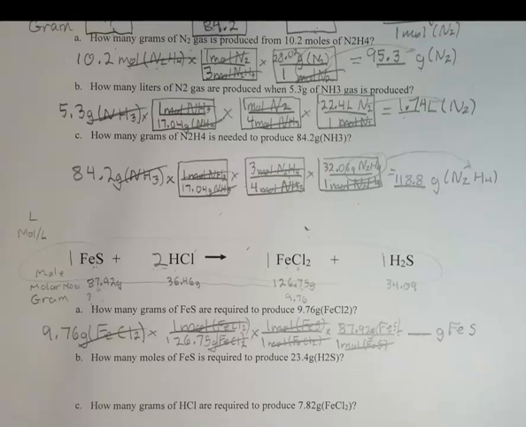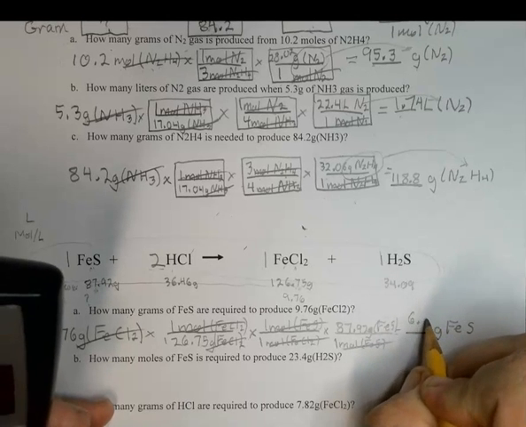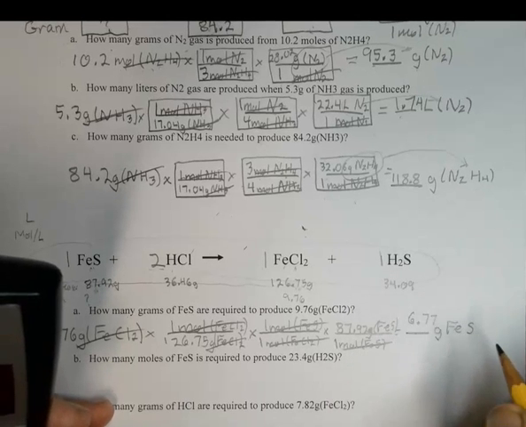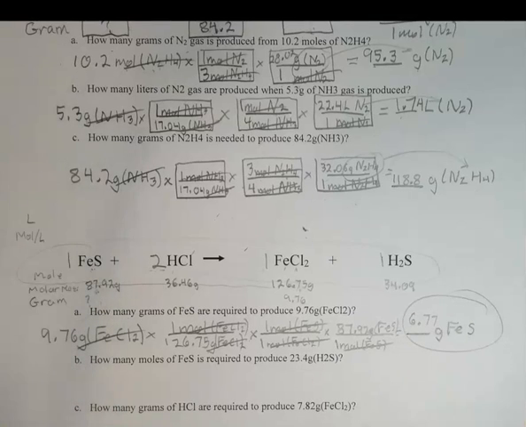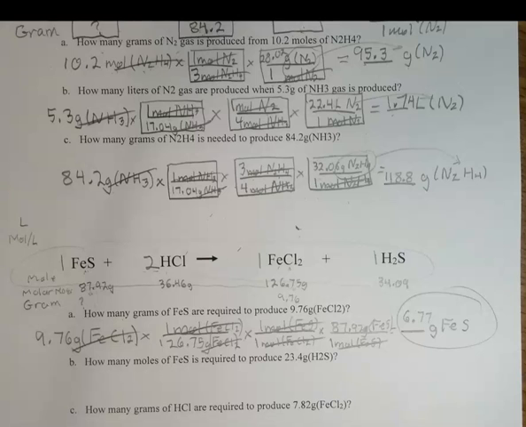So we got 9.76 times 1 times 1 times 87.92 divided by 1 divided by 1 divided by 126.75. And I get 6.77. Or you can call it 6.8. I really don't care at this point. Okay? So we're not worrying about that. We're worrying about this. Okay, there we go. All right, let's keep rolling here.